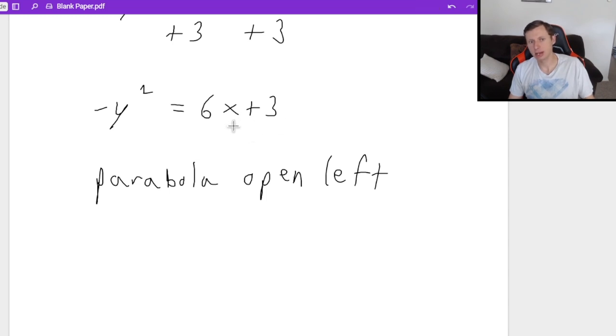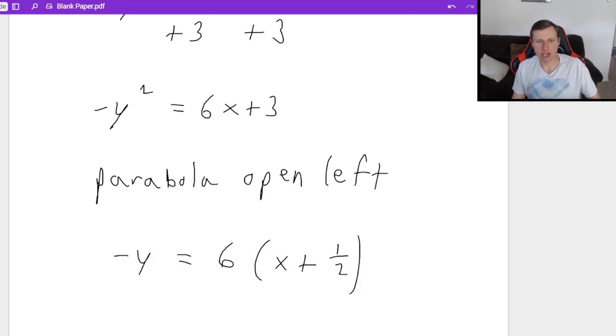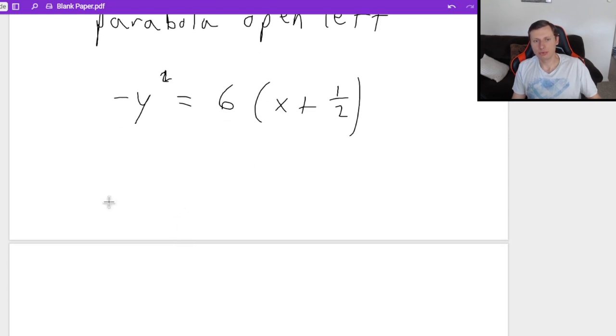Now for the x thing. I'm not happy with x because I need it to be like something in parentheses. What am I saying? I'm saying factor out the 6, and what do you have on the right side? If you factor out a 6, you're left with x plus 3/6, which is 1/2. And the left side is still negative y squared.